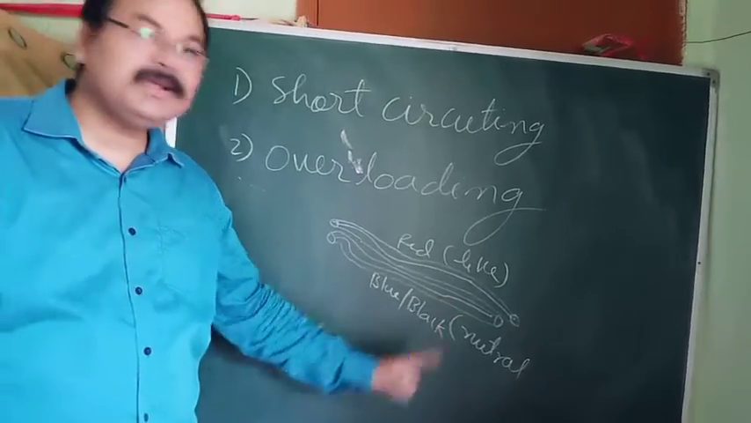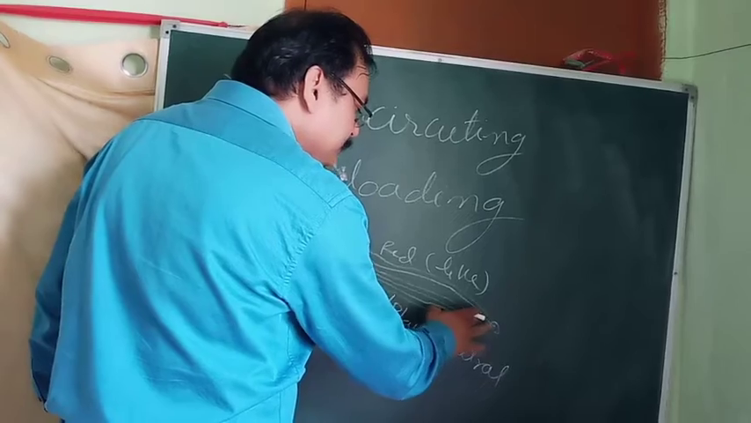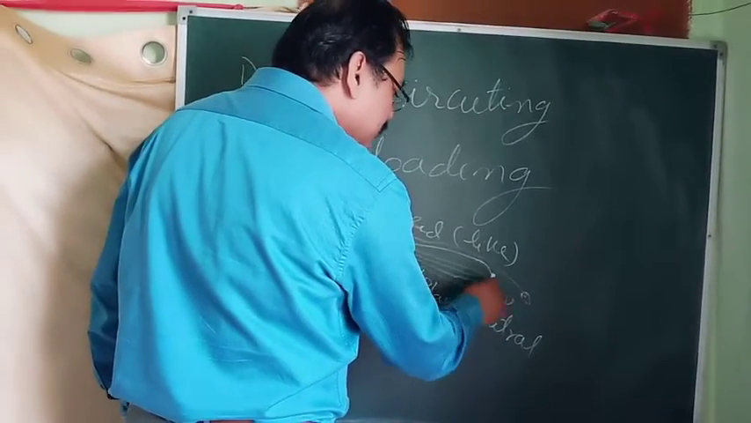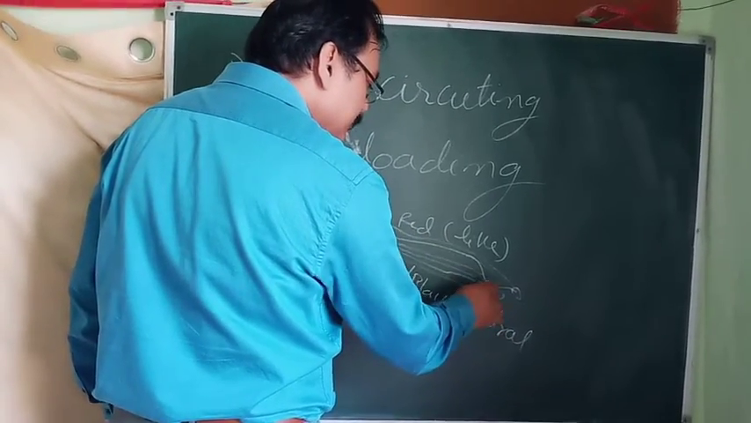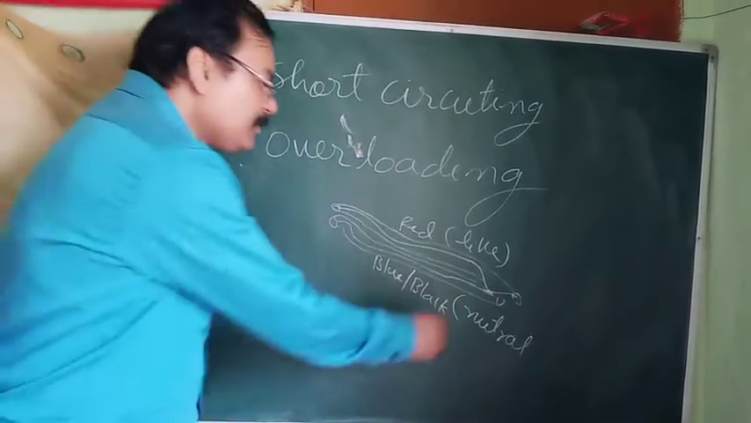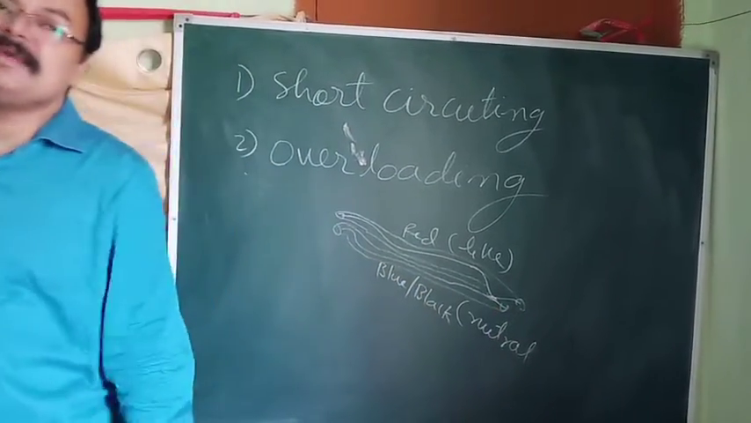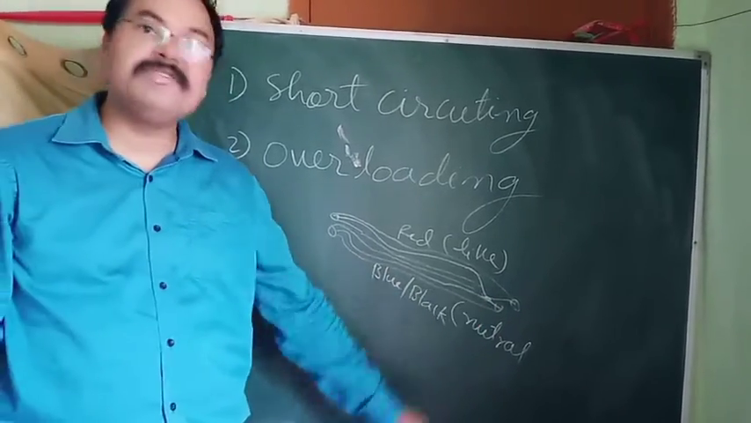Now suppose this insulation, due to certain reason, suppose due to wear and tear, is removed, and both the wires come in contact. Then what will happen? When both our wires are coming in contact, that means no device is connected between them. When no device is connected between them, that means the resistance between them is very low.